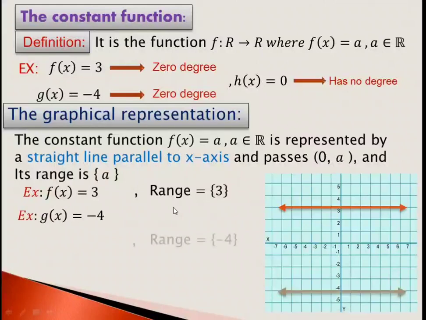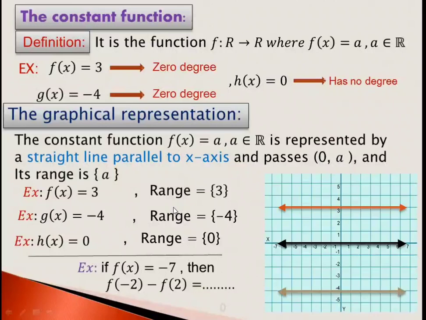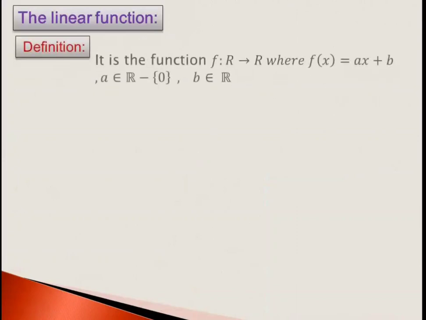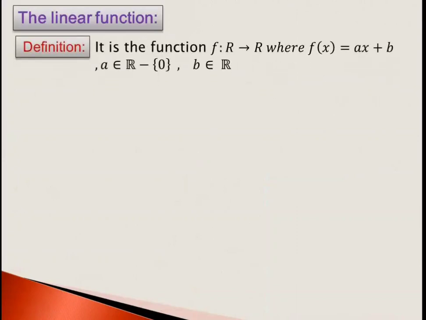But today we will complete the types of the polynomial function. The linear function. What is the linear function? It is a function from the set of real numbers to the set of real numbers, where it can be written in the form f of x equals ax plus b, where a belongs to any real number except 0, but the absolute term b can be any real number. The coefficient of the variable x can be any real number except 0, but the absolute term b can be any real number.